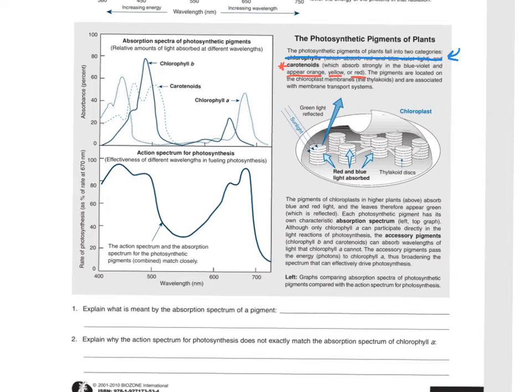All right. So what happens is the leaf dies. These chlorophylls start to break down. And so you're left with the carotenoids, and that gives you that orange, yellow, and red color for the leaves. Is that fair?